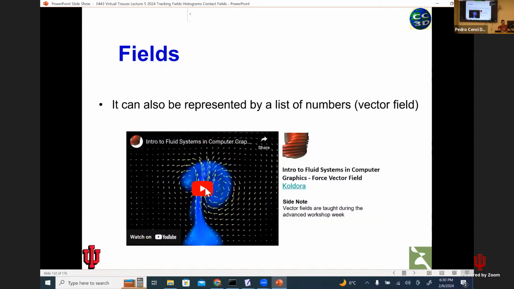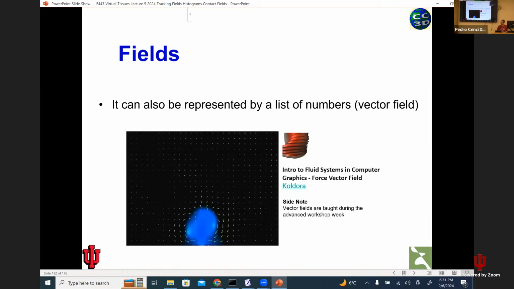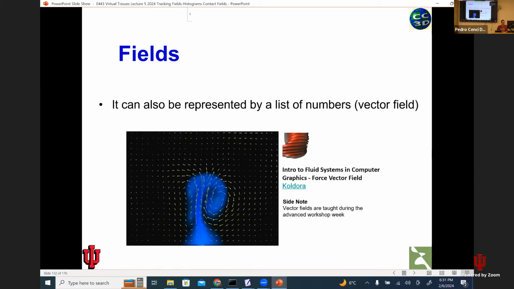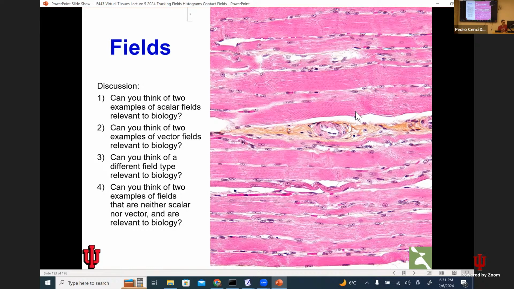This is an example of a vector field. This is, for example, a velocity field in a fluid. This is used a lot in cell migration too, so it's important. So here are some questions. We kind of addressed all of them. Can you think of scalar fields in biology? Concentration of something, or for example, the volume of cells. Vector field: the gradient of a field, or polarization or velocity. Tensor fields like stress, strain, or inertia tensor.